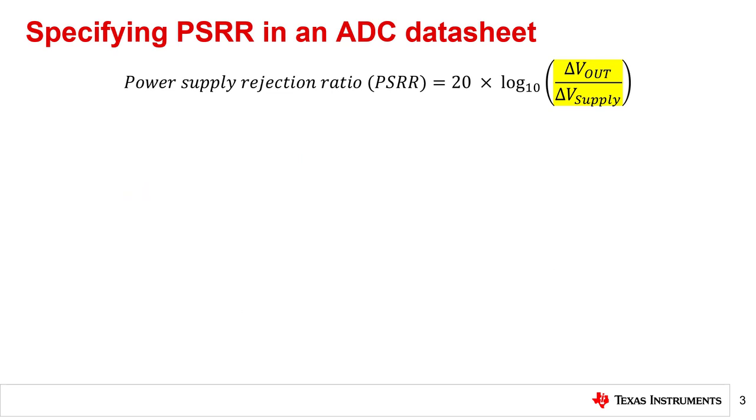The equation at the top of this slide identifies how PSRR is calculated in an ADC datasheet. PSRR is the change in the ADC output, delta V out, relative to the change in the ADC power supply, delta V supply, and is commonly given in decibels. Note that the absolute value is conventionally used to describe PSRR, since the negative sign is implied. As with most ADC specifications, PSRR can be defined in the electrical characteristics tables, in the typical plots, or both.